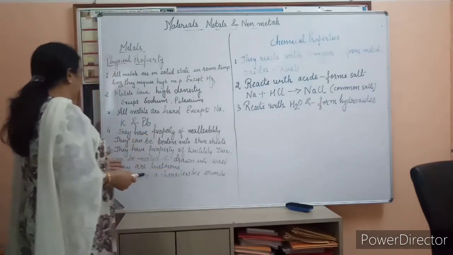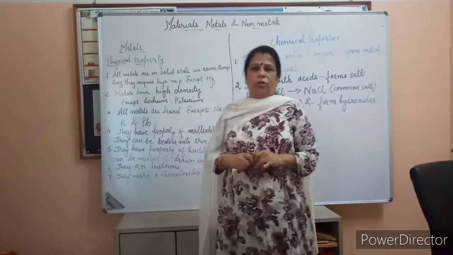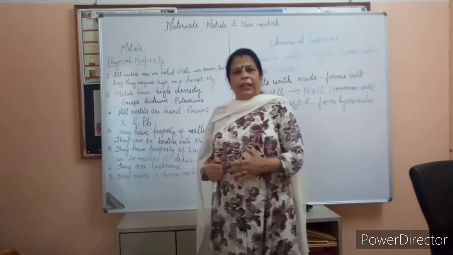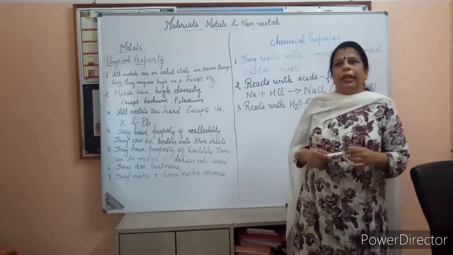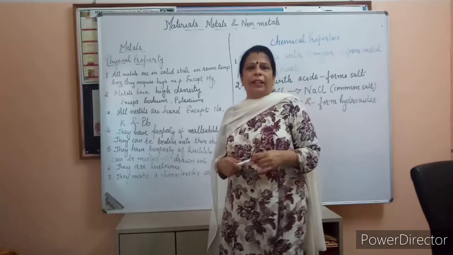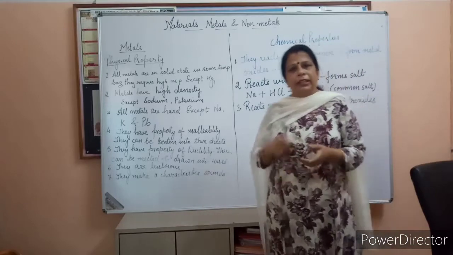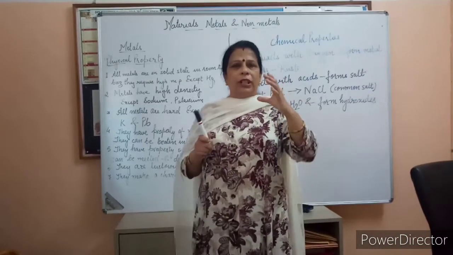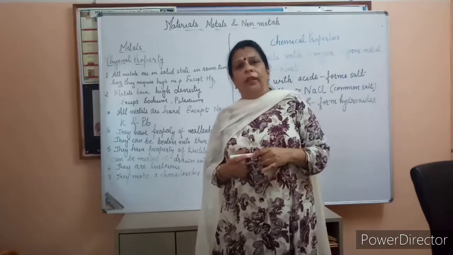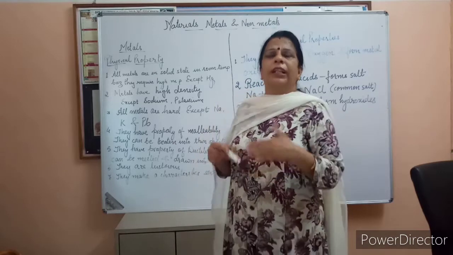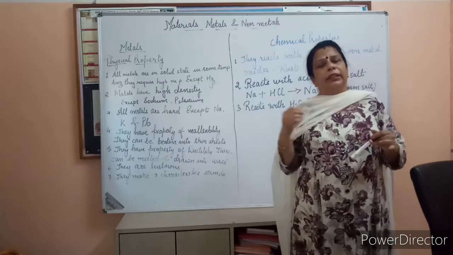Now the last property is sonorous. All the metals have the property of sonorous. Sonorous means when beaten or struck with anything, they give a characteristic sound. In school also you might have seen the bell ring. You would have seen the big iron plate struck with a hammer, and it gives a characteristic sound. This sound is only found in the case of metals. This property of giving a characteristic sound is known as sonorous, and it is seen only in metals.